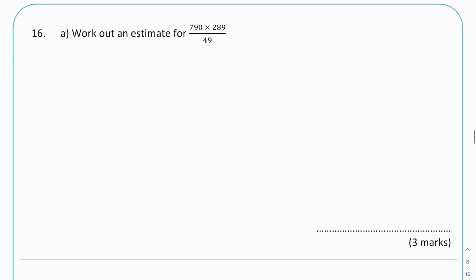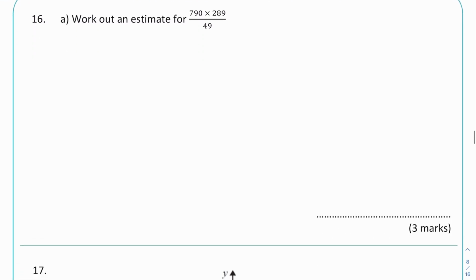Okay, so on to our next question. Work out an estimate for 790 times 289 over 49. Now this is an estimate, so we're going to round these numbers to one significant figure. You can round them more accurately than one significant figure, but you're going to get full marks for just doing one significant figure, so I never see the point in doing that.